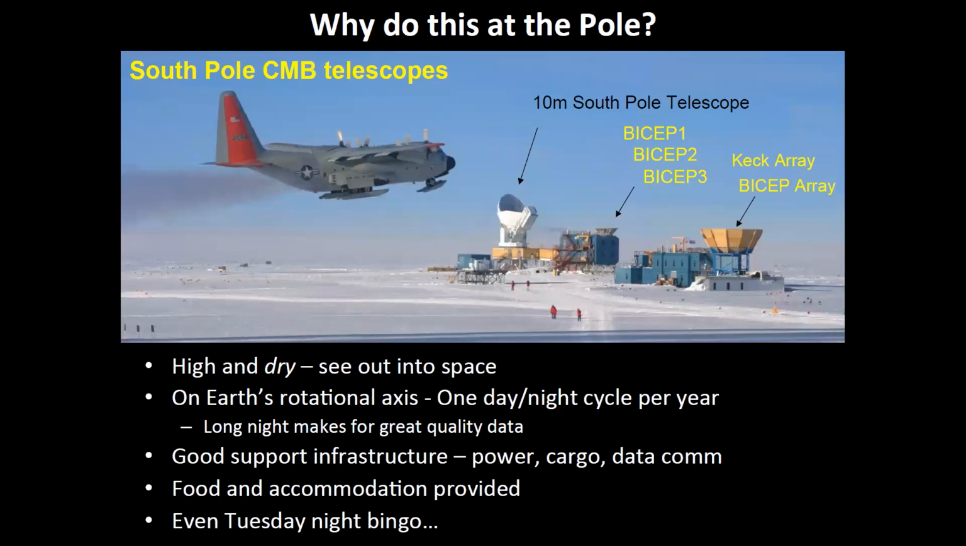So why do we go to the South Pole, right? It's a lot of trouble to go to the South Pole, but it is an amazing site for doing these observations. It's high and it's incredibly dry. And so you want maximum dryness to reduce the emission from the water vapor in the atmosphere.